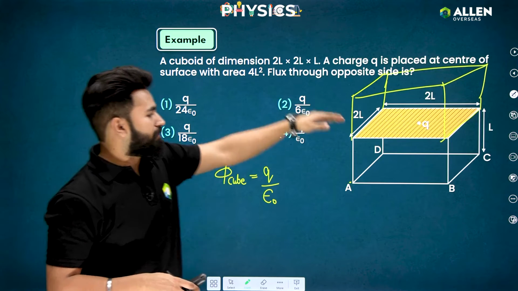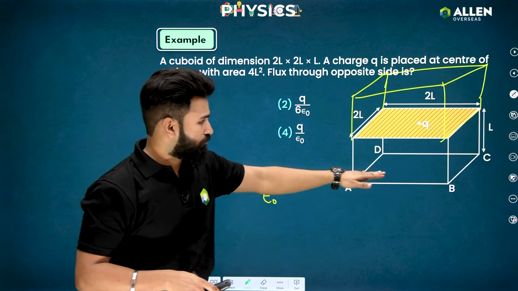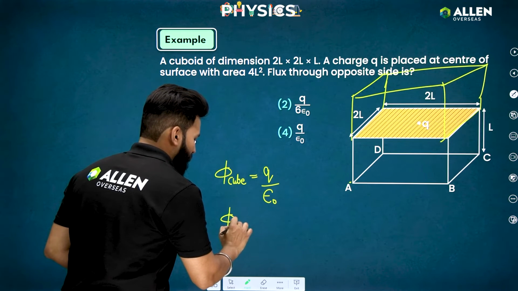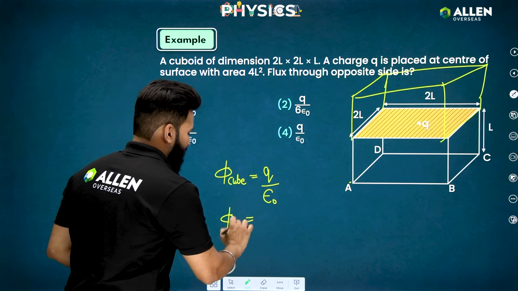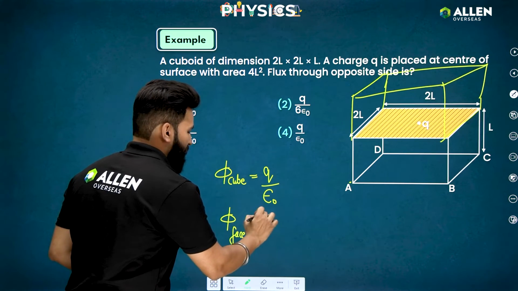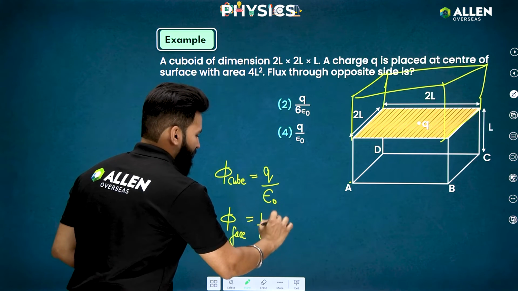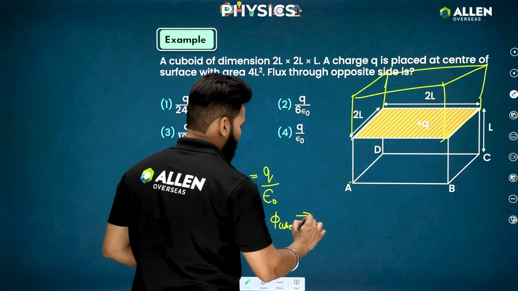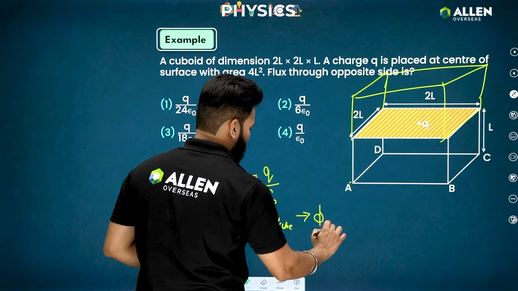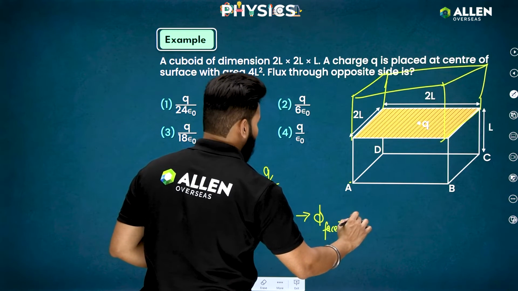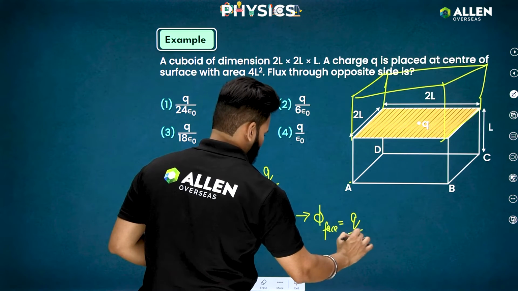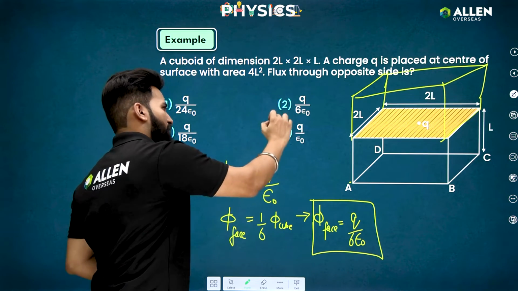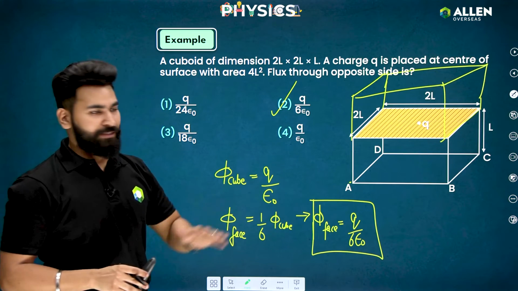Now I want flux through this face, which is one of the faces of the cube. So flux through one of the faces will be nothing but how much? 1 by 6 times flux through the whole cube, because there are 6 such faces. So I got the answer that flux through the face will be basically Q by 6 epsilon naught. So option number 2 will be the correct answer.